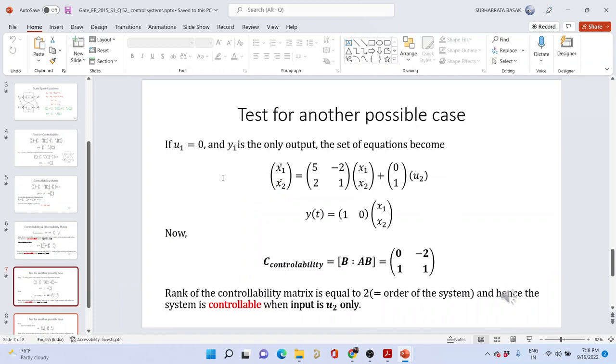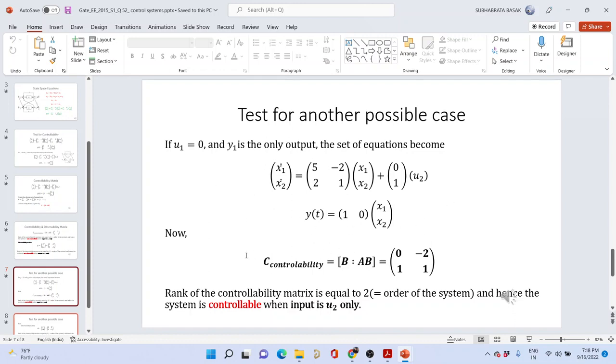So now we'll check the other case. That is, we would take u2 as my input and y1 as the only output. So that is the only case I have. These are exactly the two cases. The options are 4, but exactly these are the two cases that you have. So if I set u1 equal to 0, that is my only input is u2 and y1 is my only output. In such a case, you have the set of equations as shown on the screen.